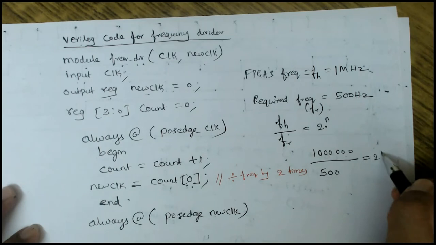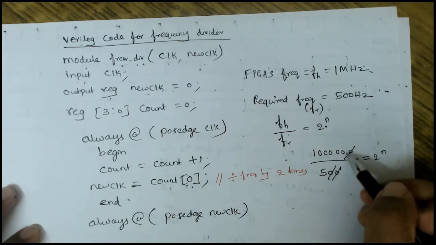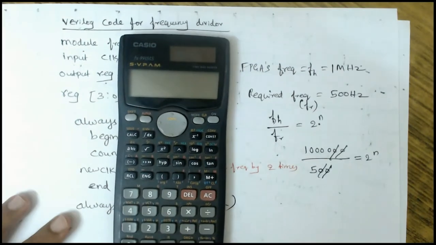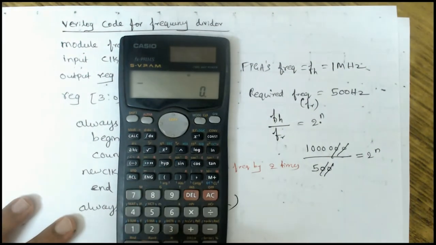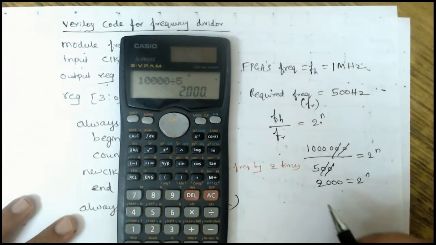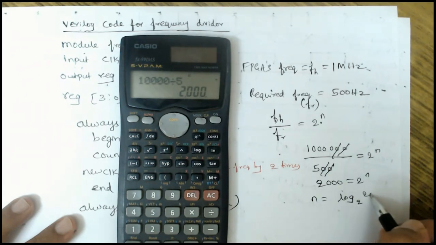So this is equal to 2 raised to N. Cancelling the zeros, let me use a calculator here: 1000000 divided by 500. So I'm getting 2000. So 2000 is equal to 2 raised to N, or else N is equal to log of 2000 to the base 2.